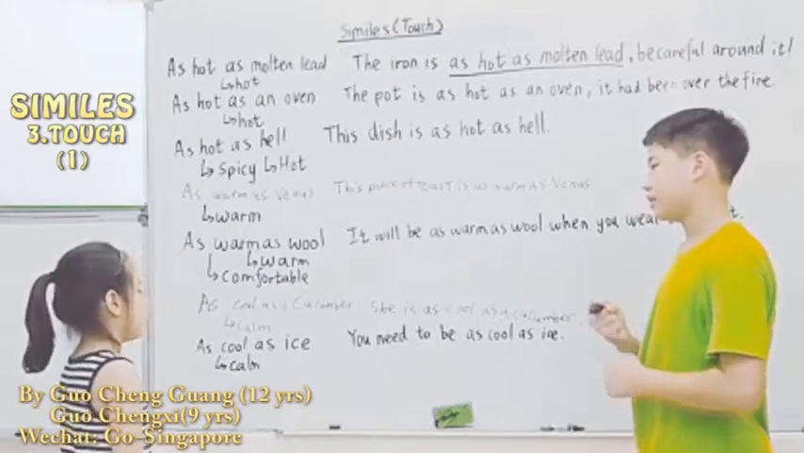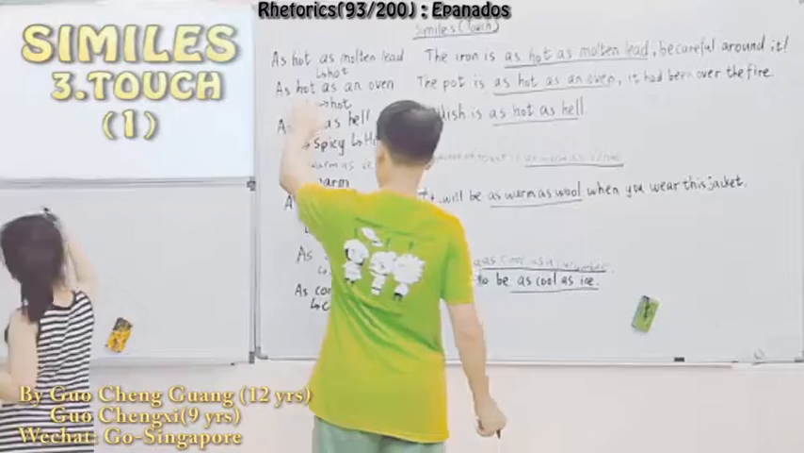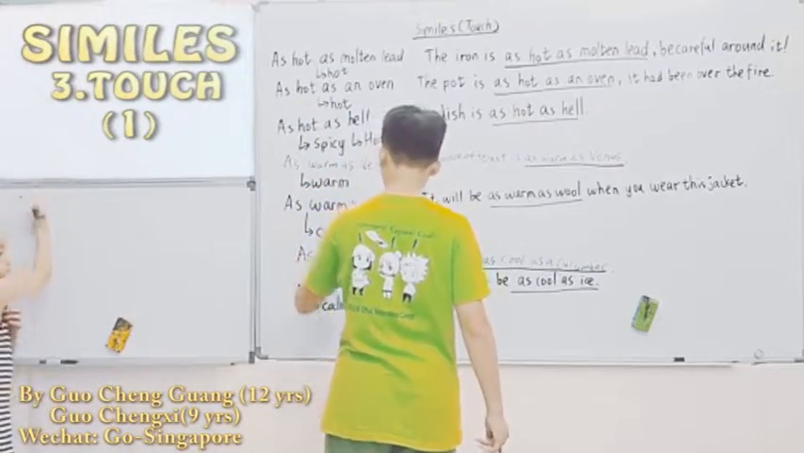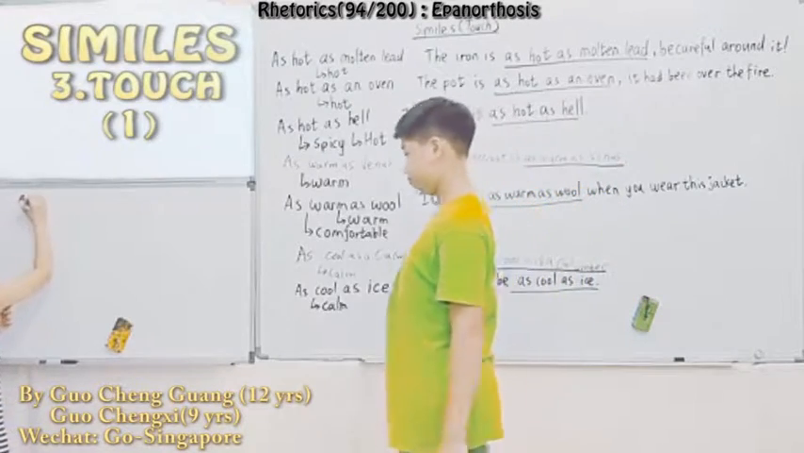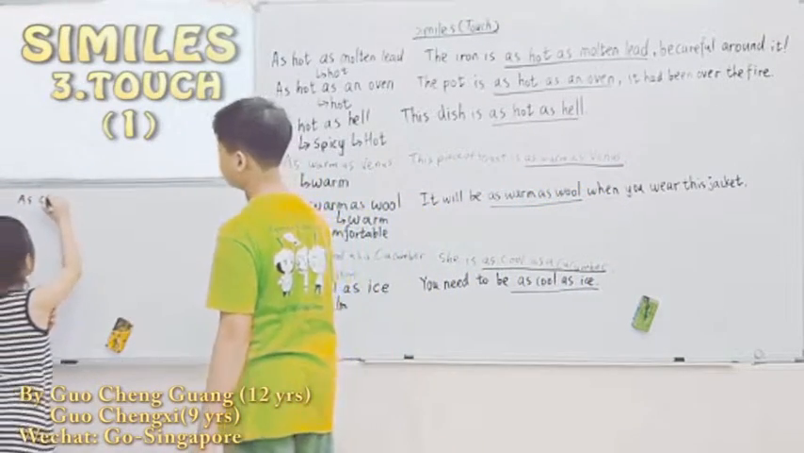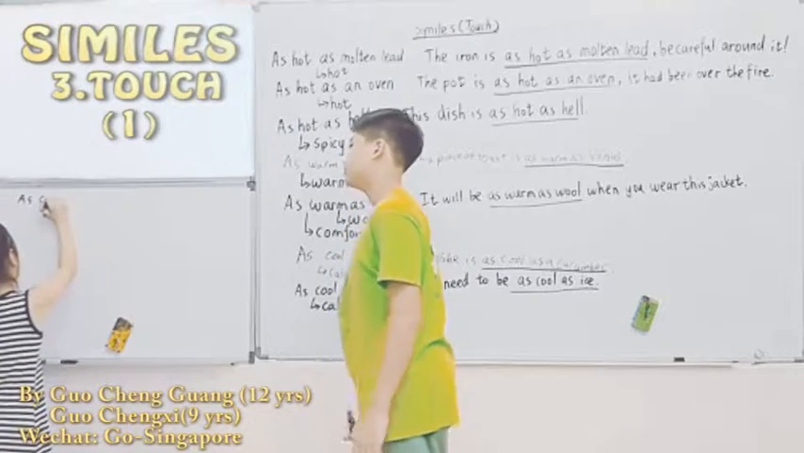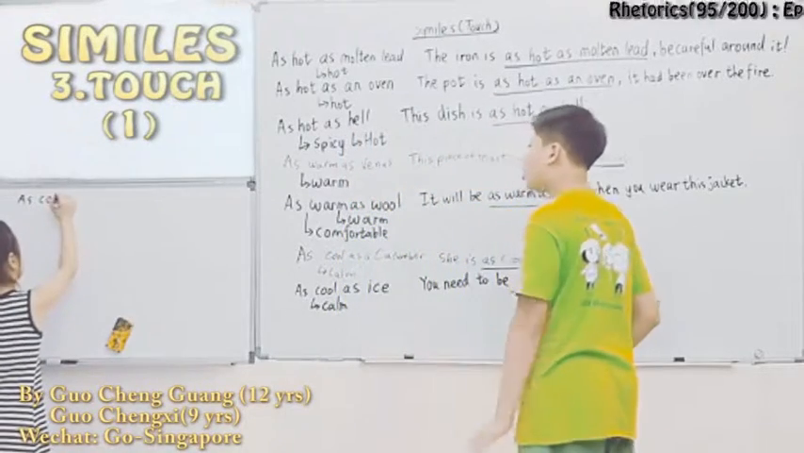Okay, so right now here we already have the words hot, we have the words warm and cool. What is cooler than cool? Well, that would be cold. Okay, so what does it mean by as cold as ice? Okay, as cold as ice.